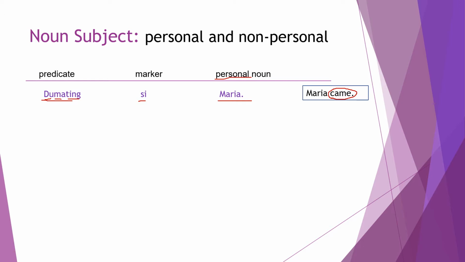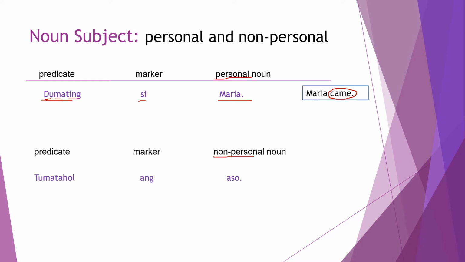So if we are being asked, who came? Our answer is Maria. The second example is about a non-personal noun.